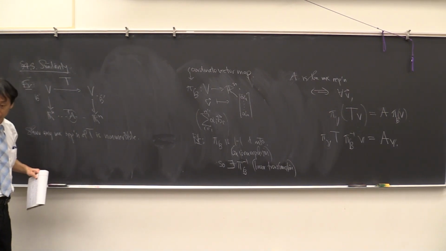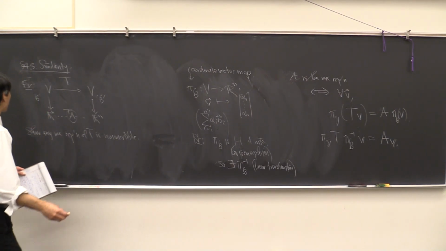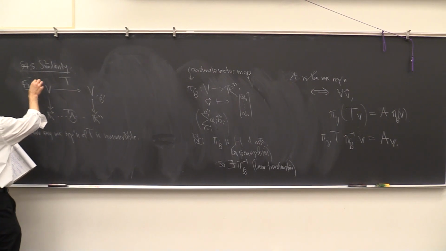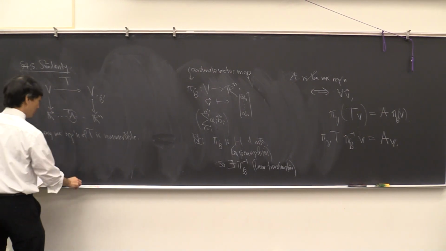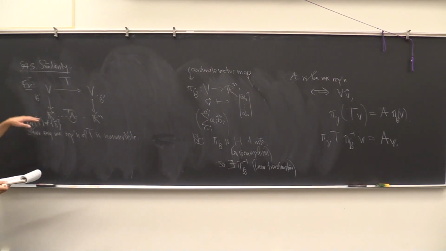People were able to do this in class. Somebody said, well, look, I'm sorry, show that, assume that the kernel of T is not just the zero vector. The kernel of T has some non-zero vectors in it. In that case, show that the matrix representation is non-invertible.